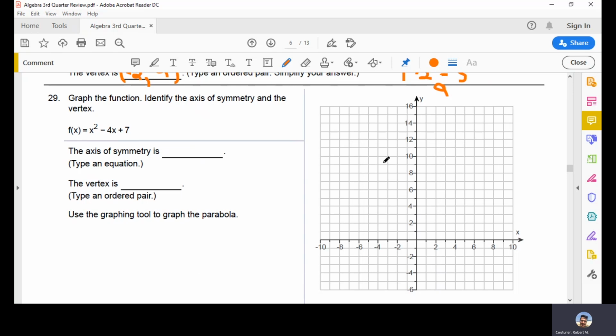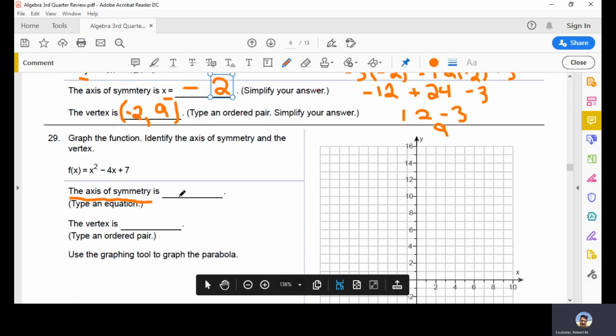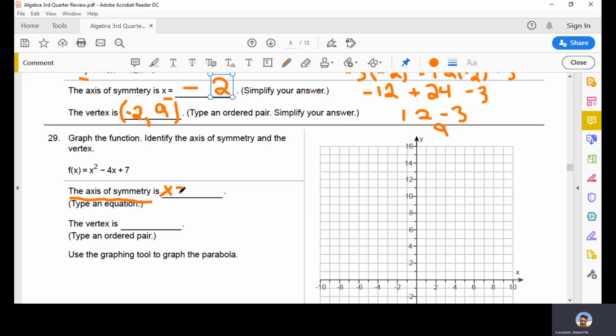We look at our next problem, and our next problem wants us to do everything. It says the axis of symmetry is, well, what is the axis of symmetry? It is a vertical line. Notice this is the problem I was just talking to you about from above. Here they gave us x equals. Look, they didn't give it to us here. So the first thing we write is x equals. And then we have to plug it in.